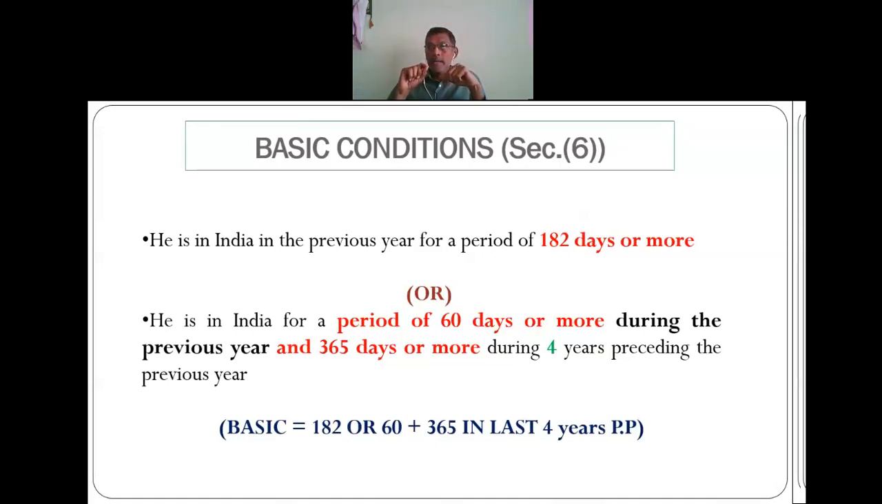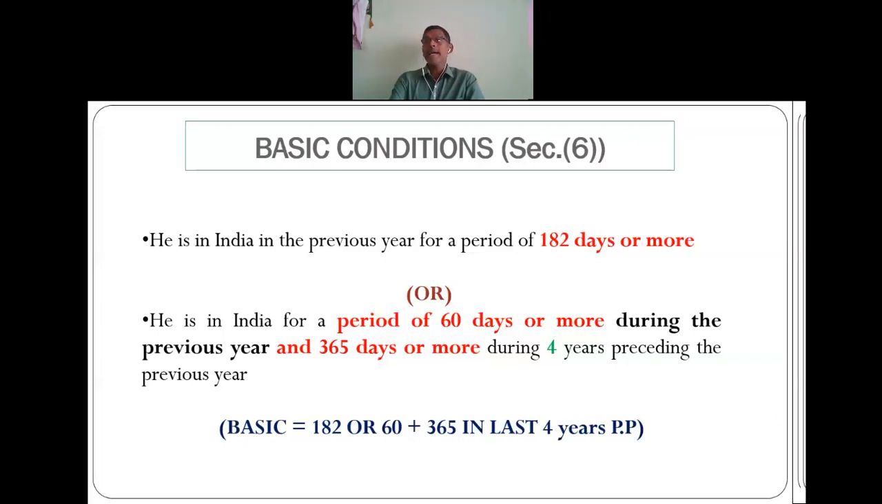When I want to determine whether I am a resident or non-resident of India, this is the provision. Please look at these two conditions. The first condition is he is in India in the previous year. Previous year means the 12 months preceding the assessment year, right? Previous year for a period of 182 days or more, right? Please understand these basic conditions are very, very important. So he is a resident of India in the particular previous year.